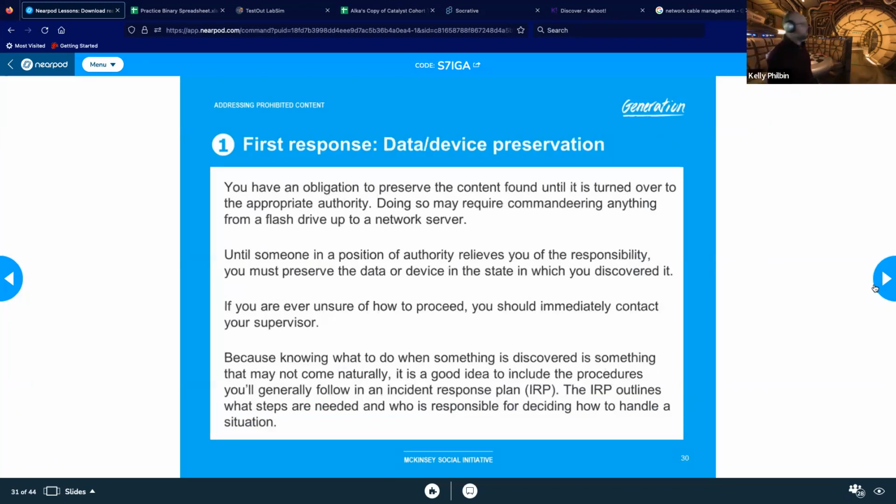All right. Now, if we discover, basically we become responsible for a crime scene, we are obligated to preserve the content found until it can be turned over to the appropriate authority. So we have to guard that content. We do not change anything. We do not turn computers off. So you may need to commandeer anything that was involved in this. It may be a flash drive all the way up to a network server. The people may get angry at you for this.